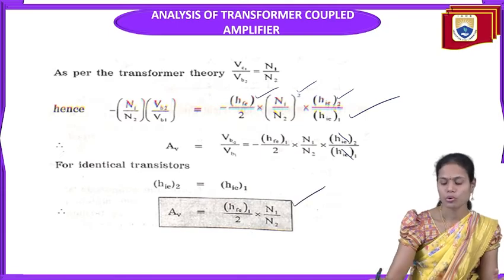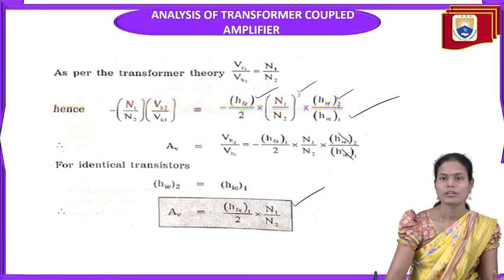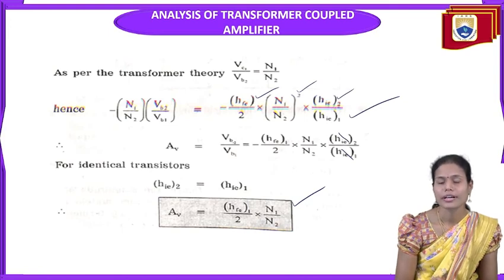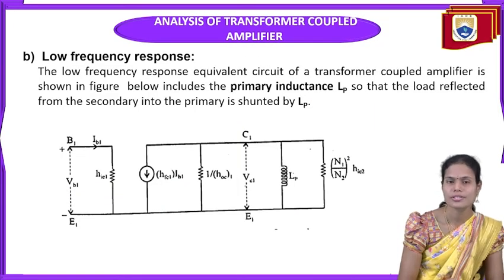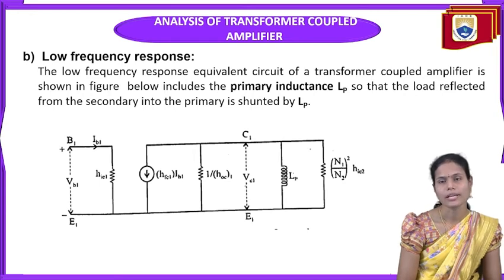So this is the voltage gain and current gain in the mid-frequency range of signals in the transformer coupled amplifier. And similarly, if we find the low frequency response of the transformer coupled amplifier.